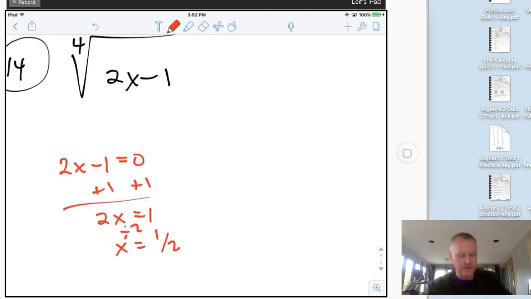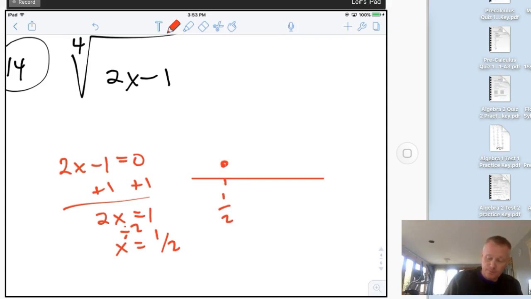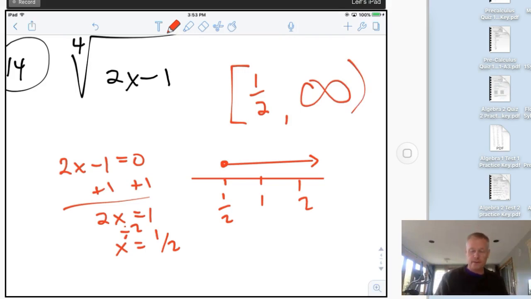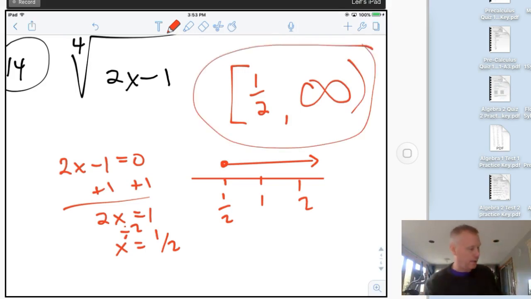If I plug in 1/2, I get 0. Now, what if I plug in 1? Does 1 work? Then I get 2 minus 1 is 1, so that works too. So if I'm looking at my number line here, here's 1/2, that works. We said 1 also works, which means it's this side of the number line with a solid dot. So it goes from 1/2 and goes to infinity. 1/2 is included and goes all the way to infinity. Infinity is not, so there's that solution for it. Okay.